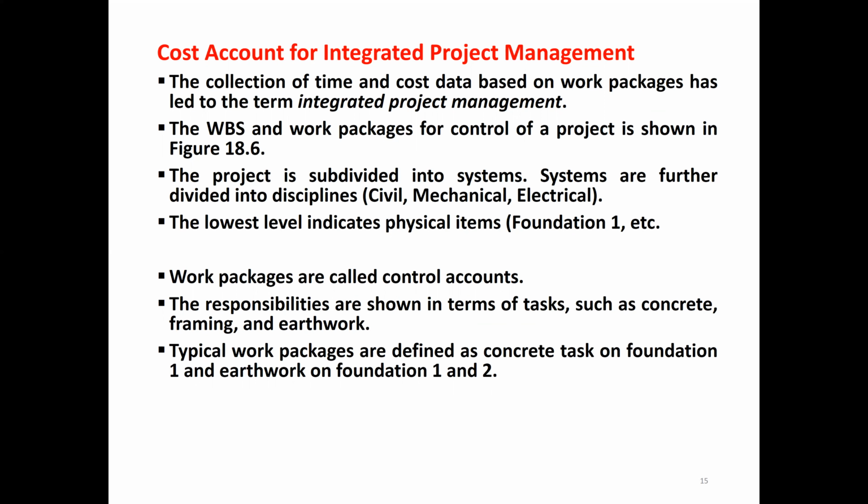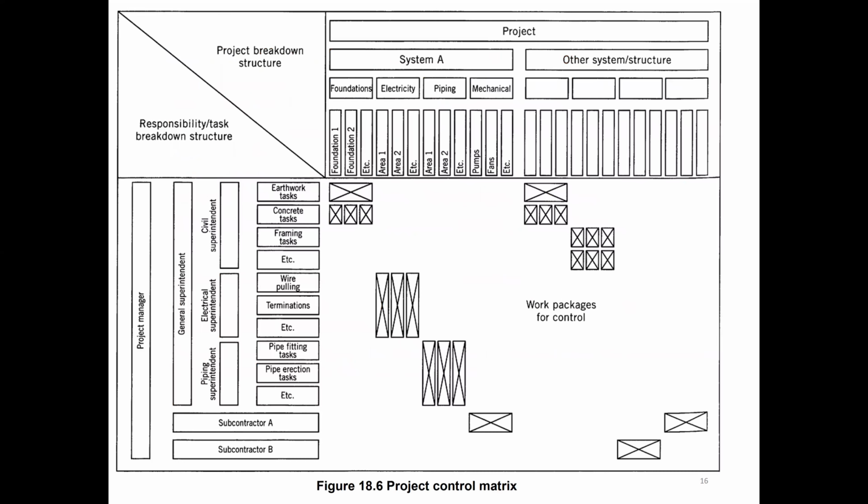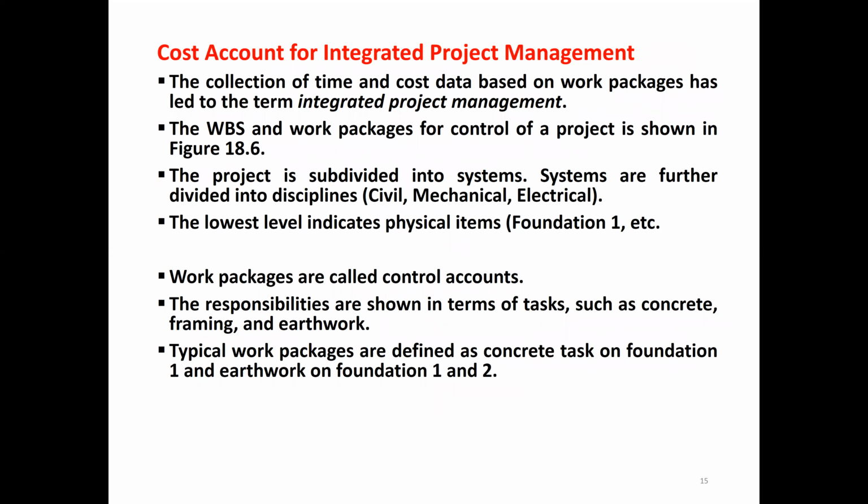The WBS and work packages for control of a project is shown in Figure 18.6 on the next page. This is Figure 18.6, project cost control metrics. So how are we going to explain this? The project is subdivided into systems. Systems are further subdivided into disciplines like civil engineering, mechanical, electrical, and then the lowest level indicates physical items. For example, a physical item is foundation 1 or foundation 2.